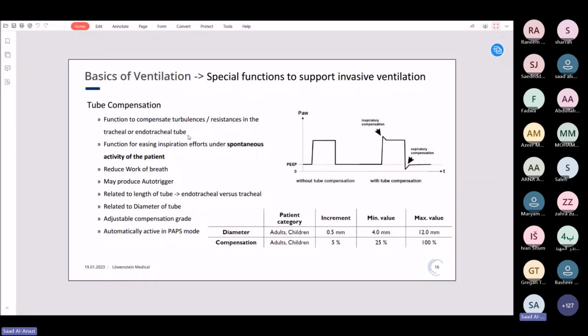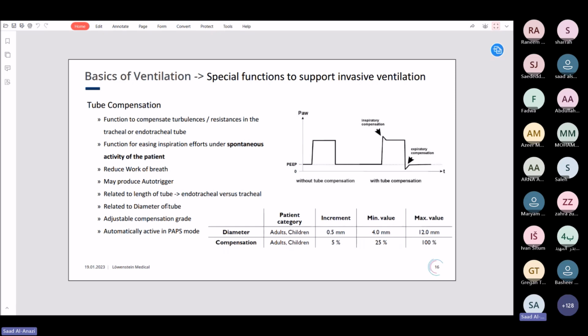Also, in our ventilator, the Elisa 800, we have tube compensation. Tube compensation functions to compensate for the resistance in the tracheal or endotracheal tube. It's really helpful if the patient has a different diameter of endotracheal tube. What is the outcome of turning on tube compensation? It reduces the work of breathing, and may produce auto-triggers related to the length of the endotracheal tube.